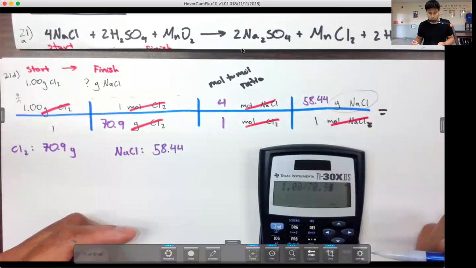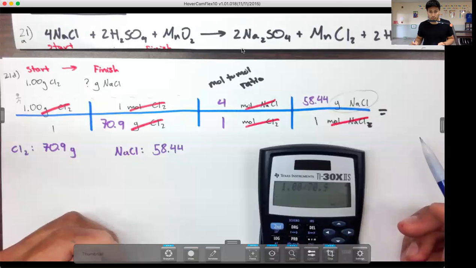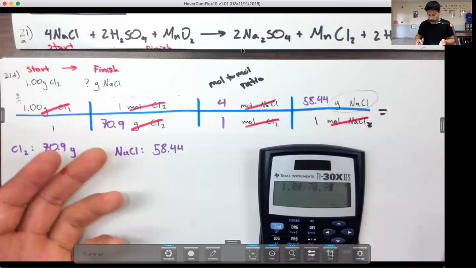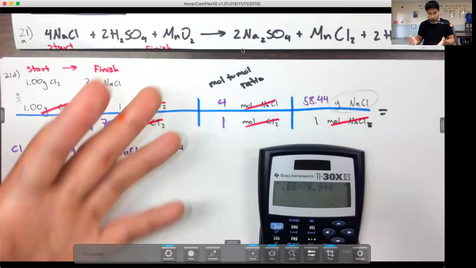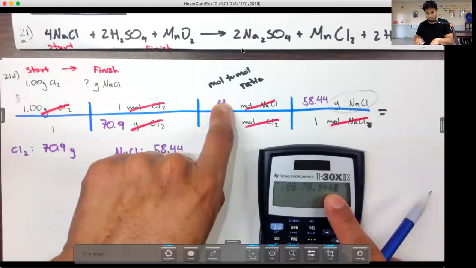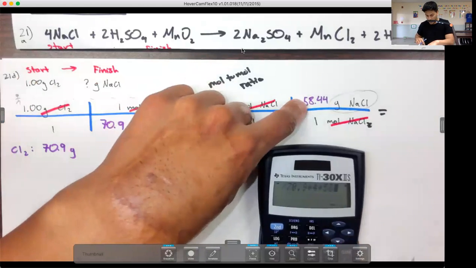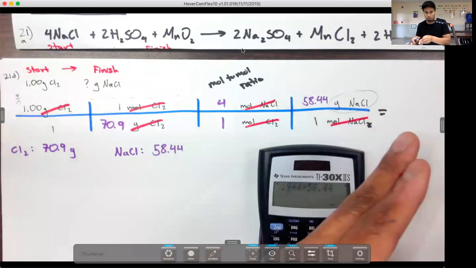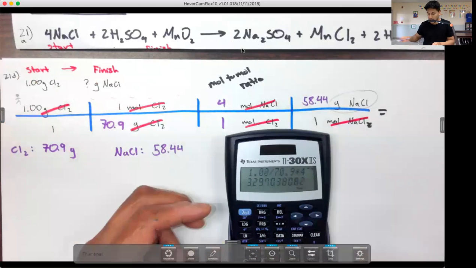Multiply 4 with 58.44. Yeah, you did say it correctly. You multiply 4, but let's take it one step at a time. Multiply 4 first, just like I did right here in my calculator, and then multiply 58.44. We want to do the whole thing together in the calculator. And then once we do that, this is the answer that I get.